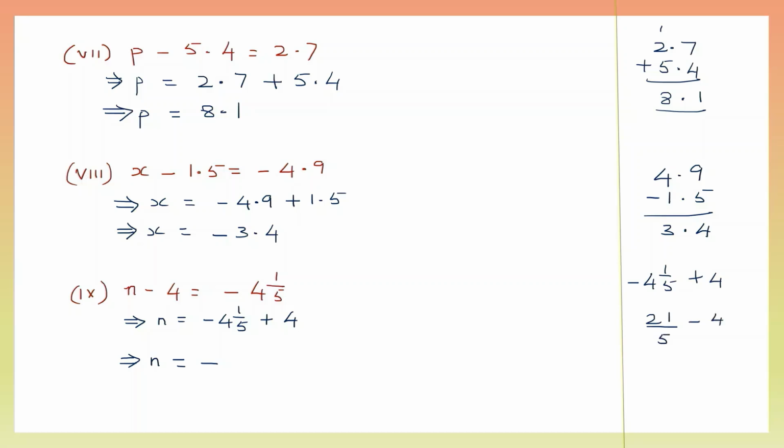Minus 4. So that is 4 by 1. The LCM will be 5. So here 5 into 1 is 5. So 21 into 1 will be 21 minus 1 into 5 is 5. So 4 into 5 is 20. So 21 minus 20 is 1 by 5. So we already have written minus here. Now N will be equal to minus 1 by 5.